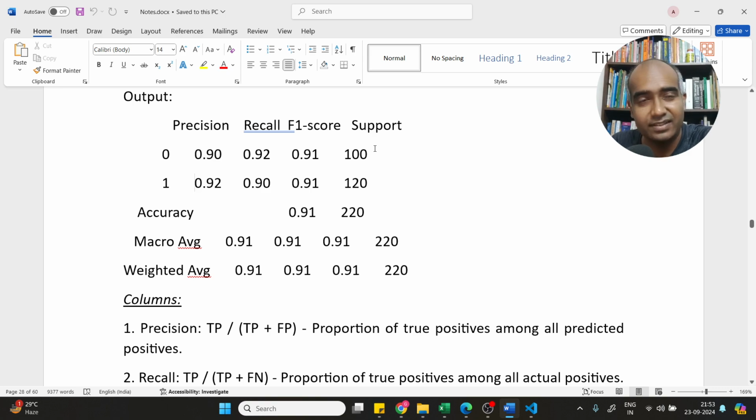Size of the data was bigger, 120, and for the zero class, the size of the data was small. This class, the zero class, which means the negative sentiment, or you can say the neutral sentiment data, had 100 records, right? So support was 100 records. So this is basically the classification performance.